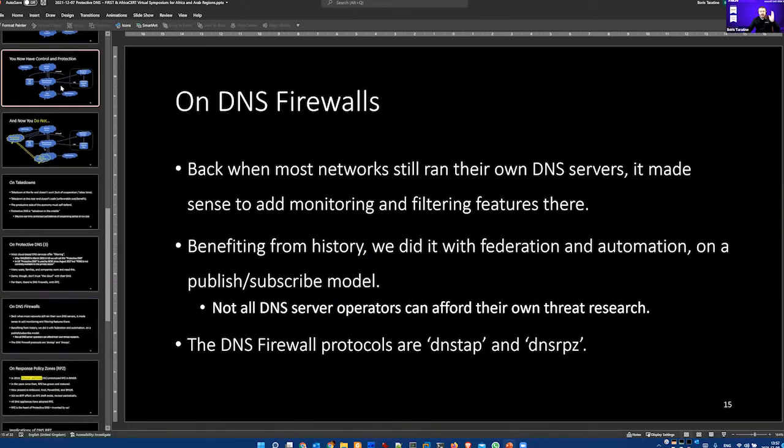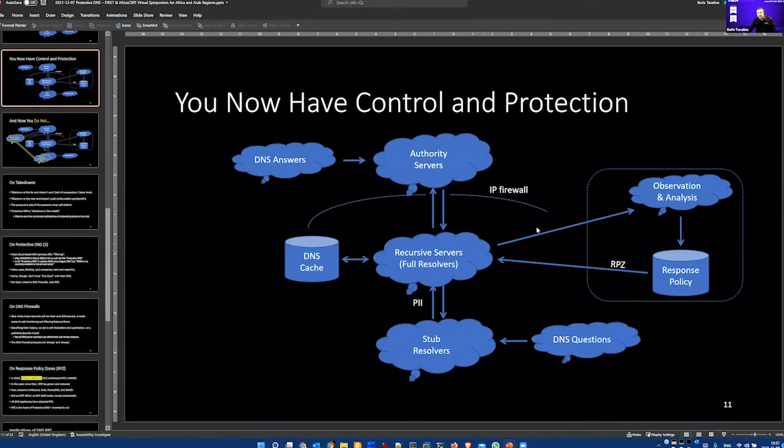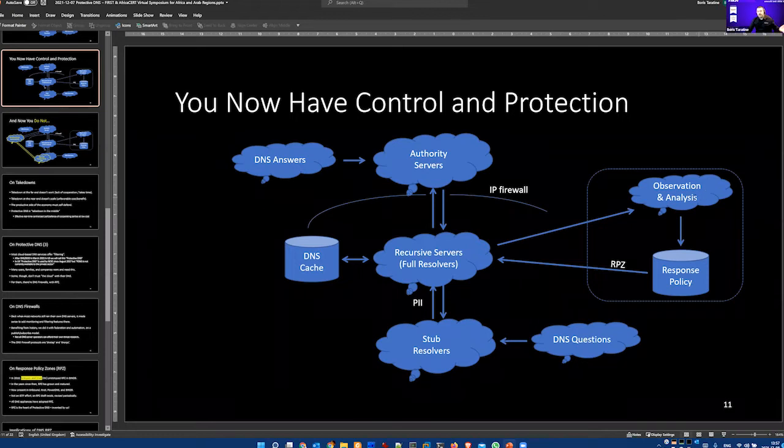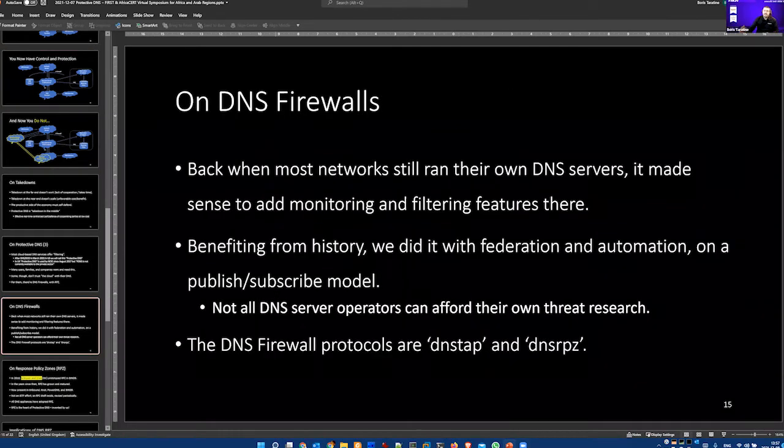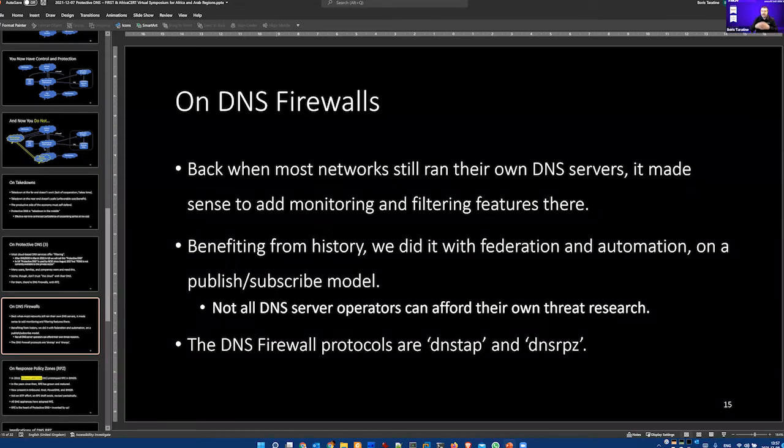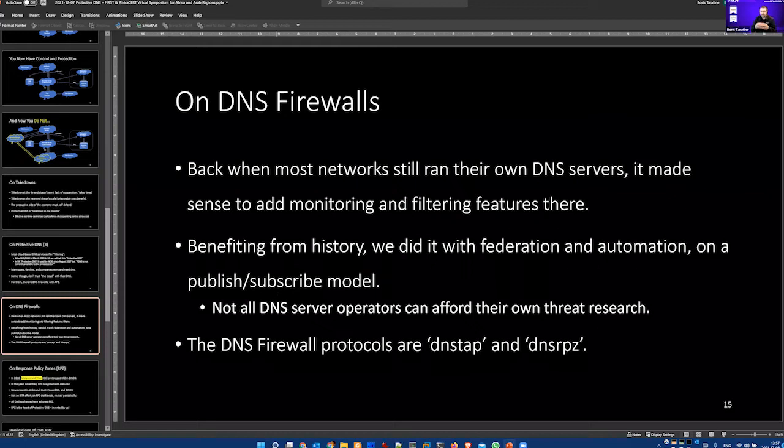Let's go here. DNSTAP brings your queries and information about what's going on within the DNS, your recursive DNS, then some analysis, and then response policy, you bring that back. And it is being done on publish subscribe, so in real time. So what's happening is that you can inform your DNS server on the fly.